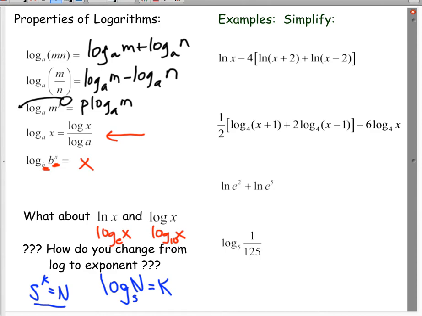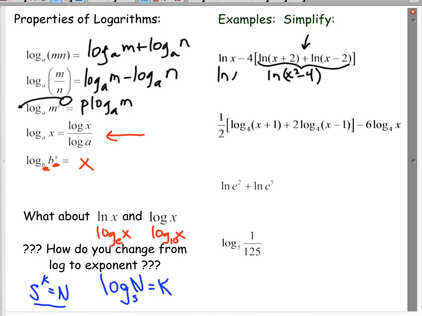So let's do a couple examples. First one, I'm going to put these two together. They're inside the brackets. They have the same base, it's log base e, and there's a plus sign there. So since there's a plus sign there, can't I combine these by multiplying them? When I take x plus 2 times x minus 2, I get x squared minus 4. So I put those two together.